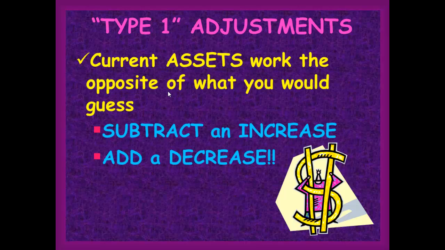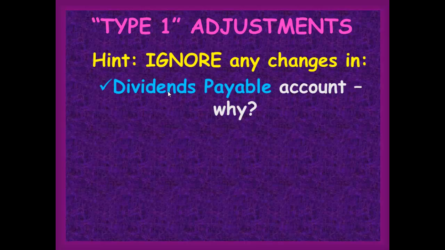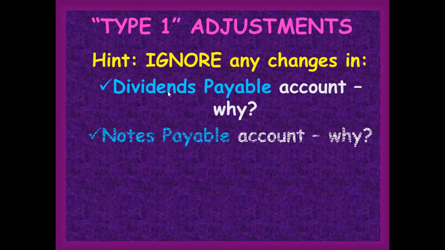Add an increase, subtract a decrease. Current assets do just the opposite. We add a decrease, we subtract an increase. There are a few current assets or current liabilities we're going to ignore. Dividends payable. We're going to ignore that account right now because the dividends payable account relates to paying dividends. Paying dividends goes in my financing section, not operating.